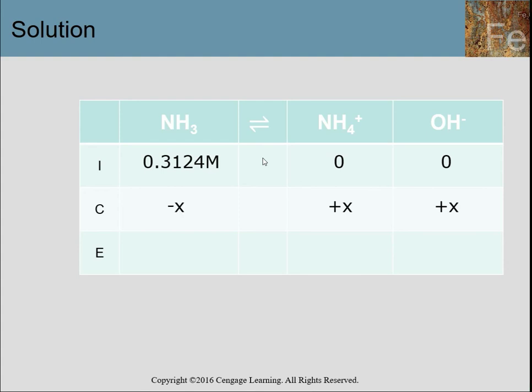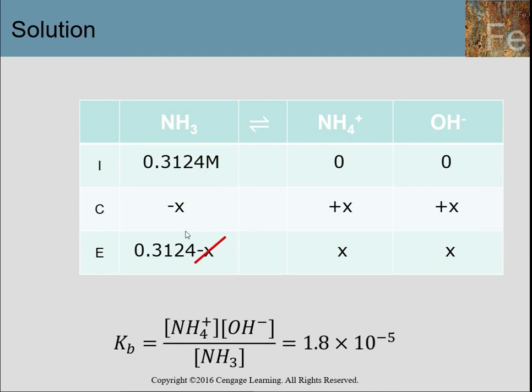I know this side is going to be the minus, which means x is 0 plus x is x, and this side is 0.3124 minus x, which is my amount. I'm going to go ahead and assume that the 0 is small. We're going to find out in a second. And put those numbers into my expression. So it'd be x times x divided by 0.3124 is equal to 1.8 times 10 to the negative fifth.